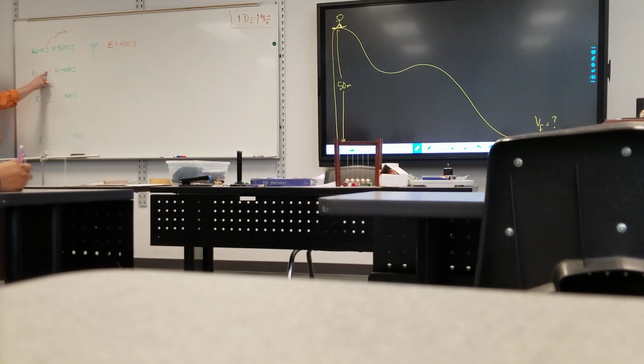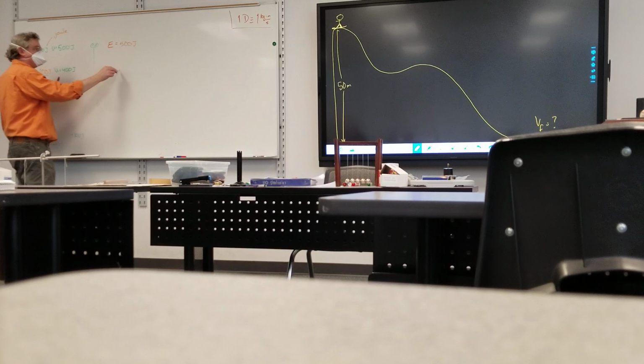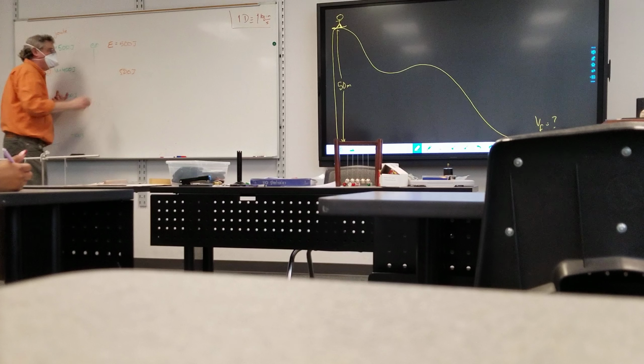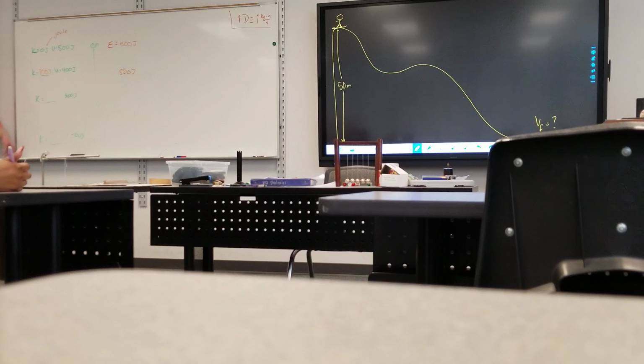That's not right. Somebody say 0? 100? Yeah, 100. Because the total stays the same. When I have 300 joules of potential energy, how much kinetic would I have? 200. And when the potential energy is negative 100, what's the kinetic? 600.